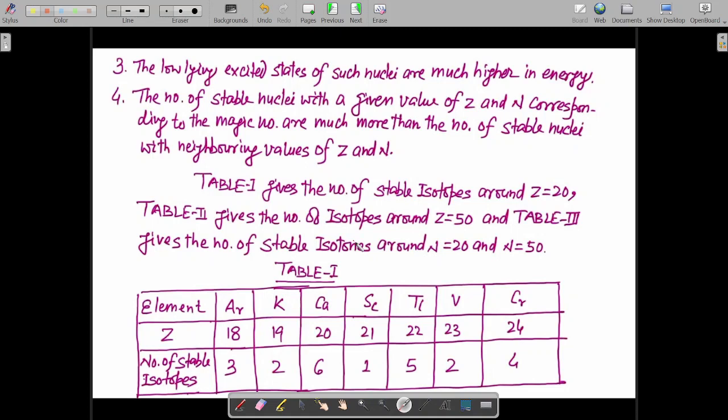What are isotones? Isotones are nuclei having the same number of neutrons. So nuclei which have a magic number of protons or neutrons show the most number of stable isotopes or isotones. Isotopes in case of proton being the magic number.